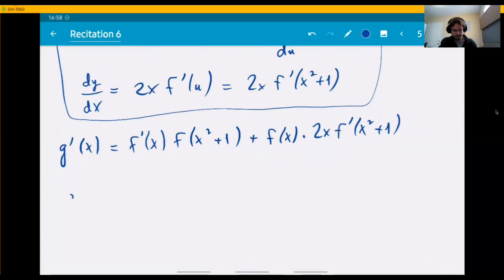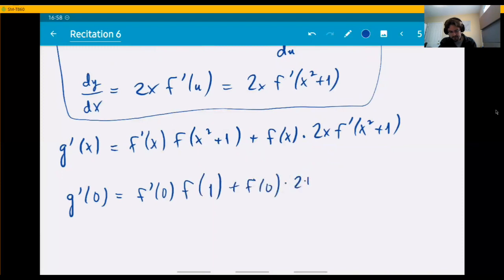The question was asking for g prime of 0. So I'm going to plug in x equals 0. Plugged in x equals 0. So for example, the x squared plus 1 becomes 1. But you see right here in the second term, 2 times 0, that's a 0. This whole expression right here goes away.